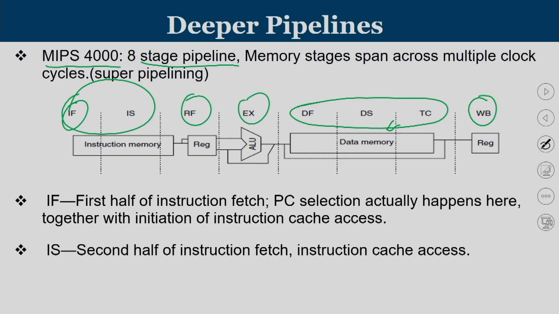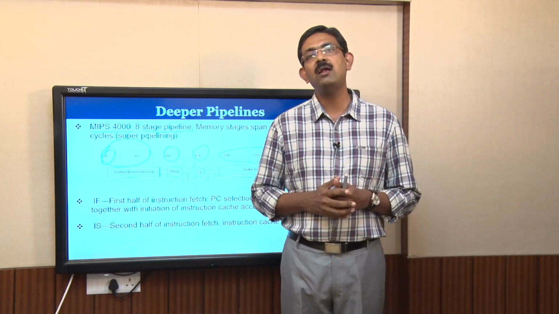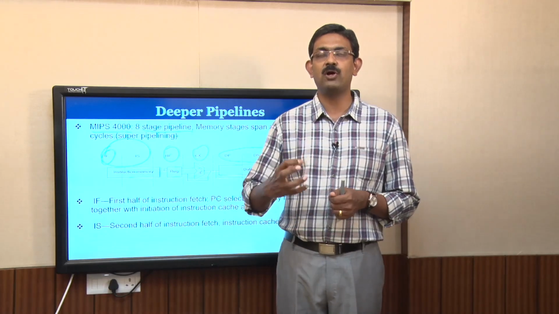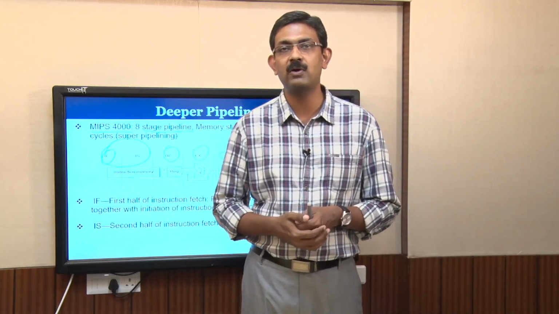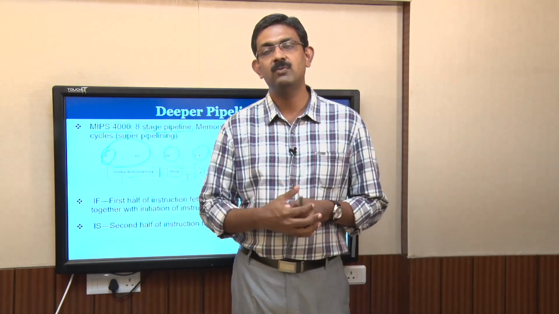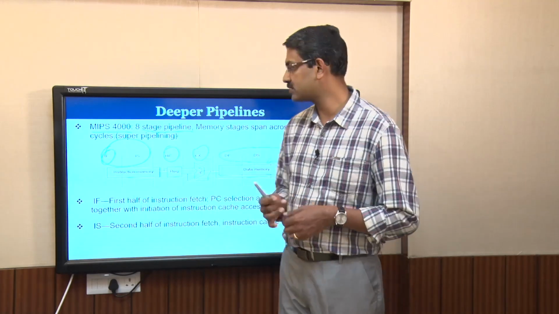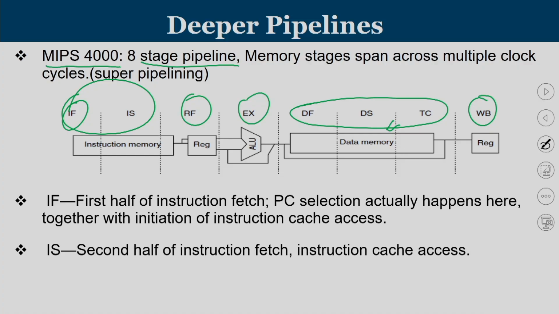And the second one is the second stage of the instruction fetch. The first stage will get the appropriate value of the program counter. You start the operation of the instruction cache access, and only in the second stage you have to go to memory and perform the corresponding word selection, and then the word is transferred back to the processor. So it takes 2 clock cycles to complete the instruction fetch operation.